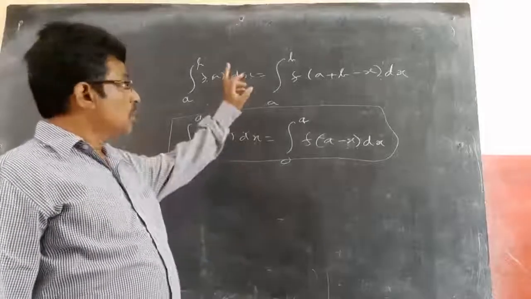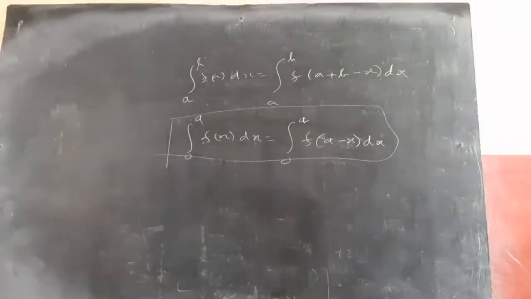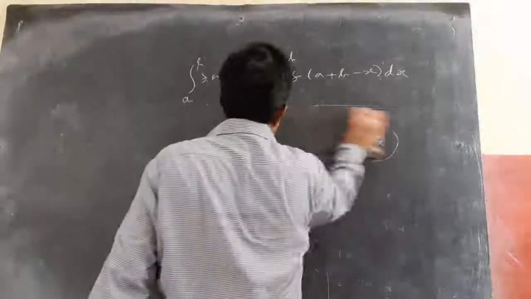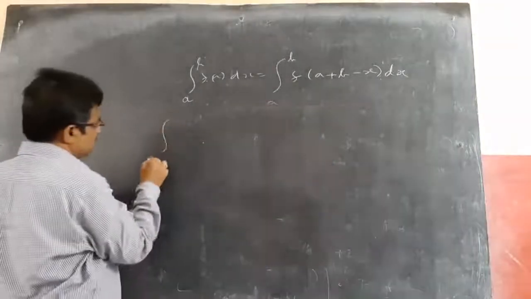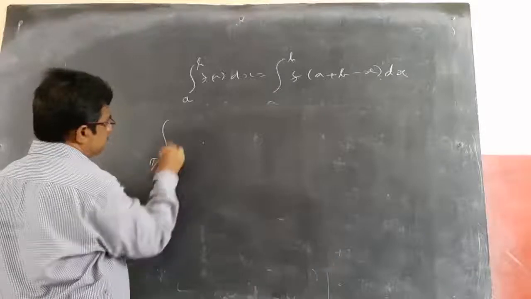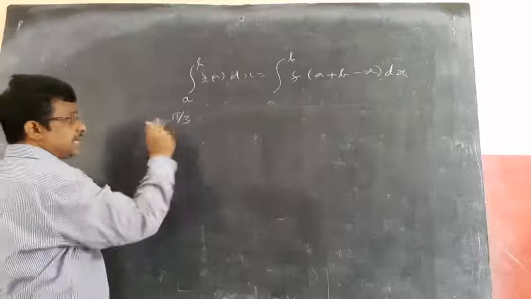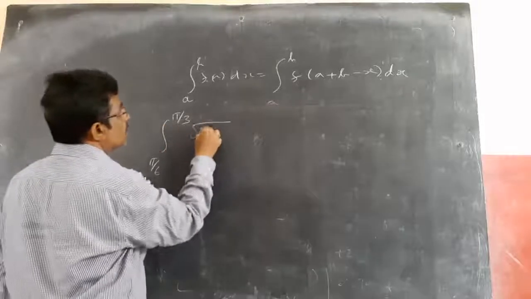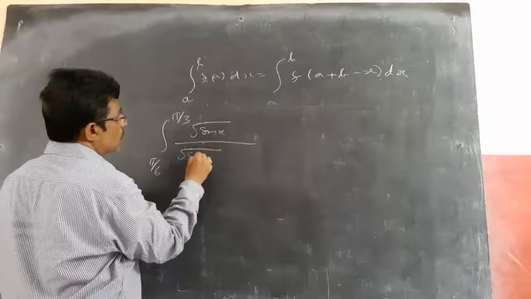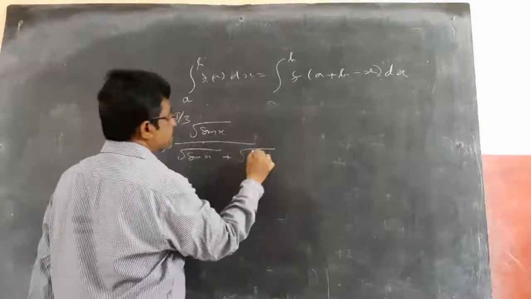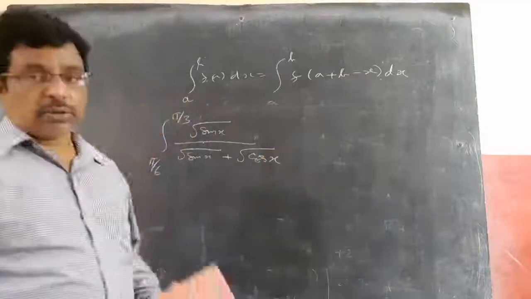First we will do one more sum with the third property, then we will go to the fourth property. One example: integral of pi by 6 to pi by 3, which means 30 degrees to 60 degrees, of root sin x by root sin x plus root cos x dx.